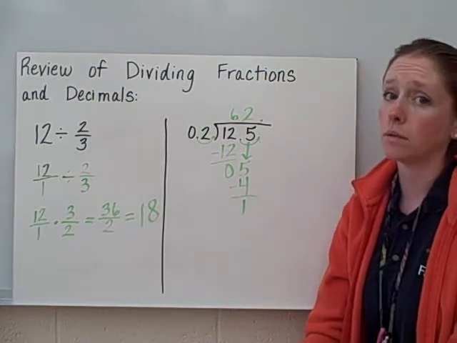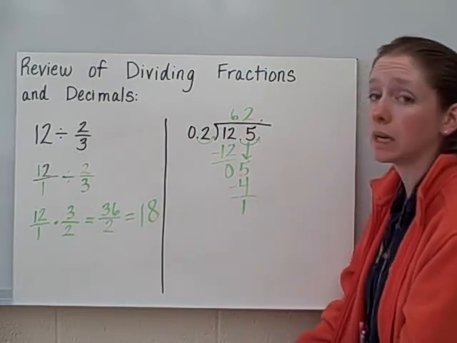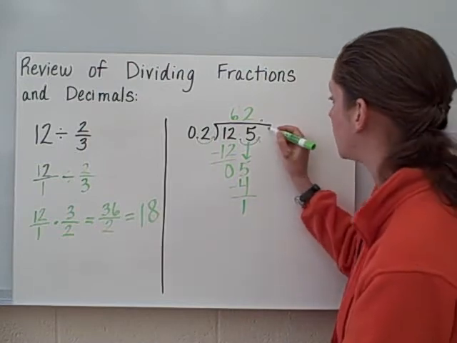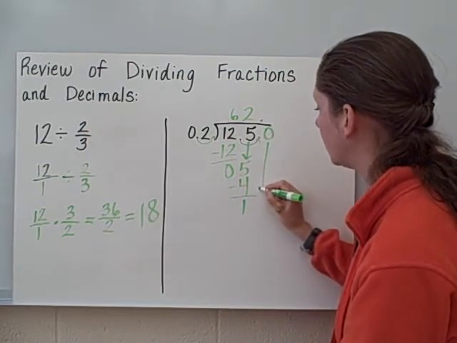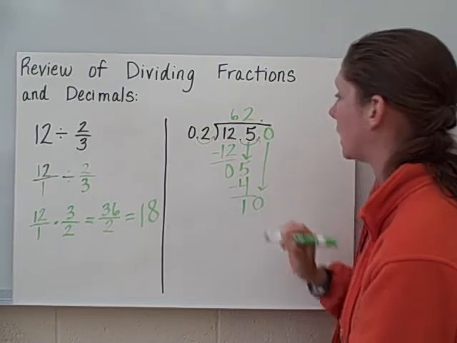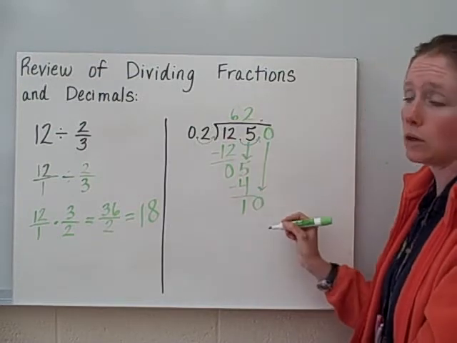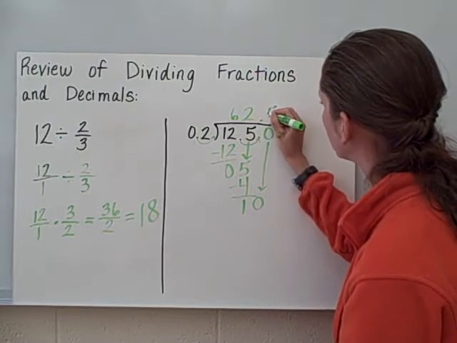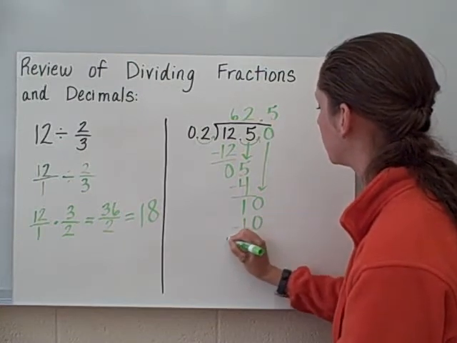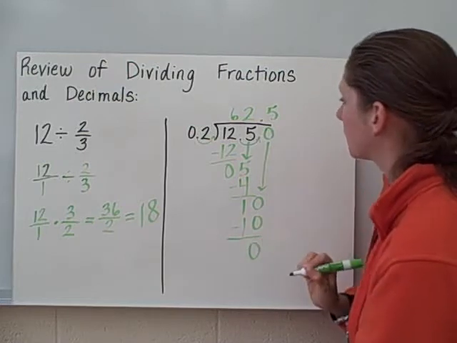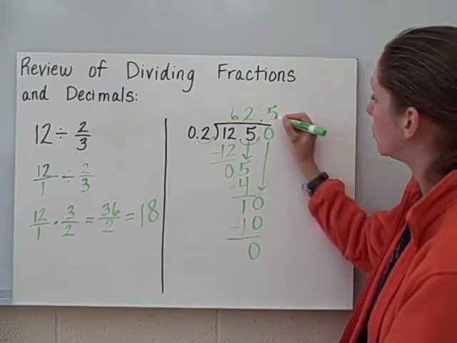Most of the time, we need to keep dividing until we get a terminating decimal, which means we've got to keep adding zeros until that happens. So let's add a 0 and bring it down. That makes that 10. So 2 into 10 goes in 5 times with none left over. Okay, so my final answer is 62.5.